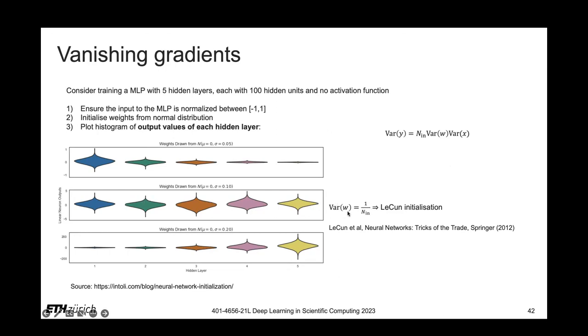So what we really need to make sure is that we choose the weights with a variance that is 1 over the number of inputs of the neuron. So for example, for this network, each neuron has 100 inputs in the hidden layers. So we want the variance to be 1 over 100, or the standard deviation to be the square root of that, which is 0.1. So this turns into an initialization strategy called LeCun initialization. And this realization really improved the depth of the neural networks that we could actually train.